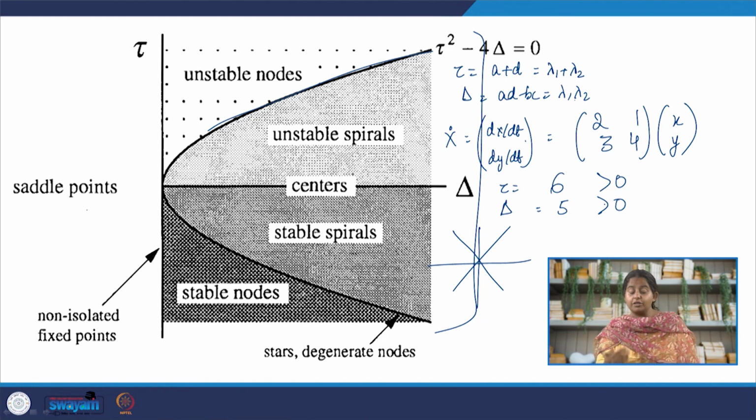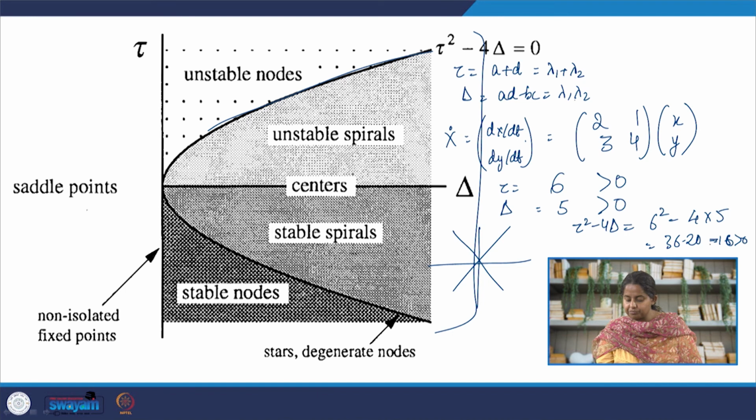Now, don't jump to conclusions and say, oh, this is an unstable node. Because clearly tau is positive and delta is positive, so lambda 1 and lambda 2 are positive. Let's find out whether it is below the curve, this tau squared minus 4 delta curve, above the curve, or on the curve. To do that, let's calculate tau squared minus 4 delta, which in this case will be 6 squared minus 4 into 5. So we have 36 minus 20, which is 16, bigger than 0. So we know that our point lies above the curve in the domain of unstable node.